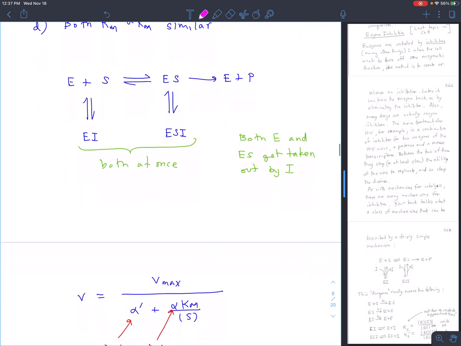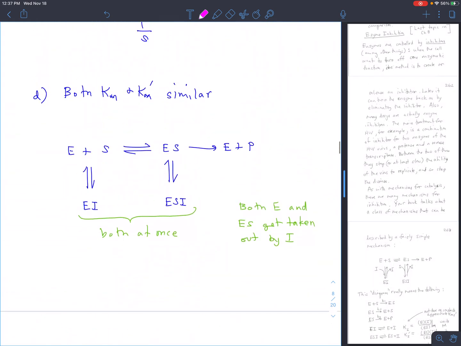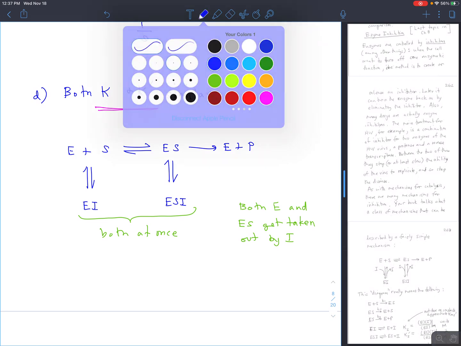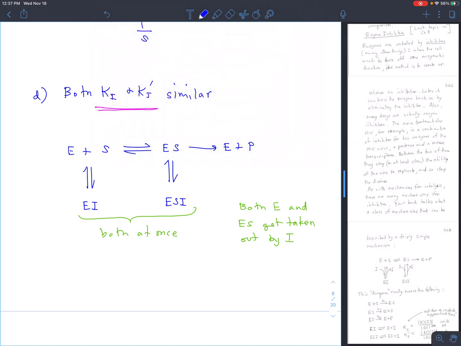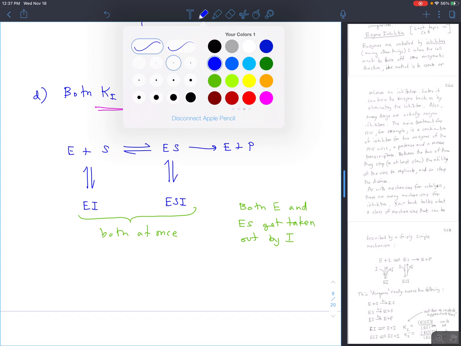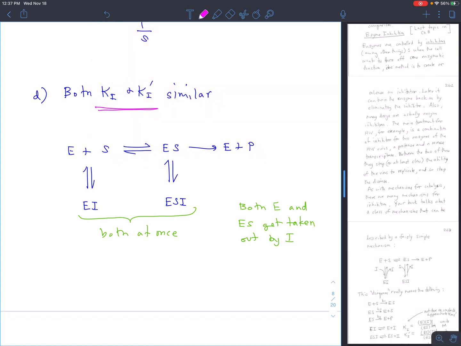The last case here that we're going to consider is where we choose Ki and Ki prime to have similar values. They don't have to be the same, but one can't be 100 times bigger than the other either. They're both on the same order of magnitude.